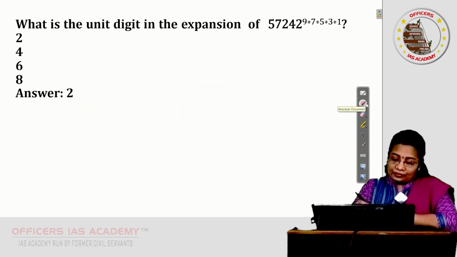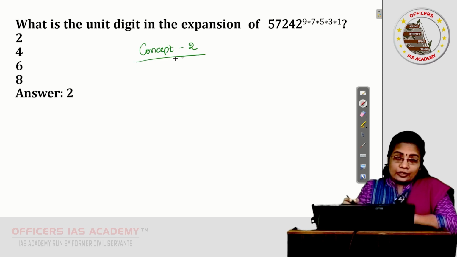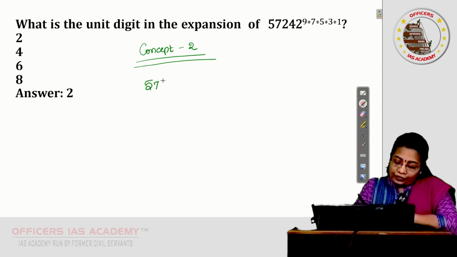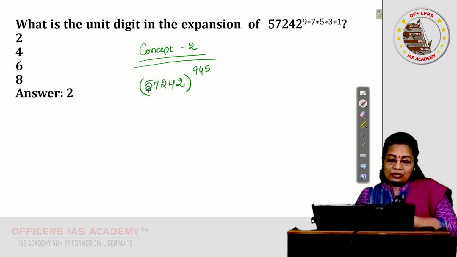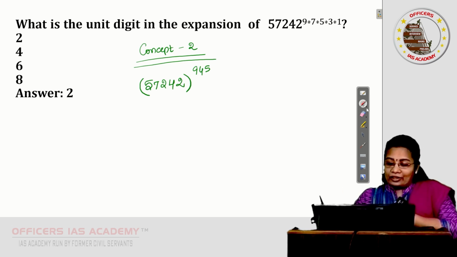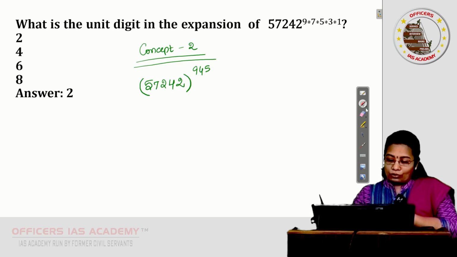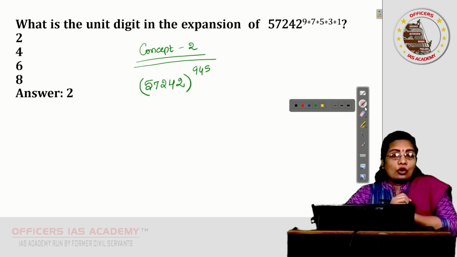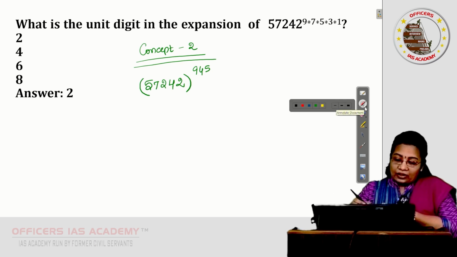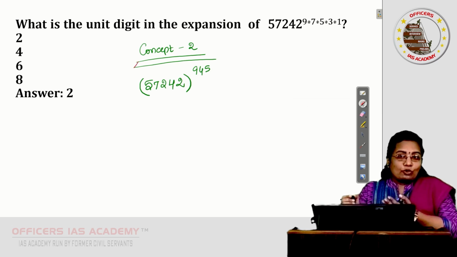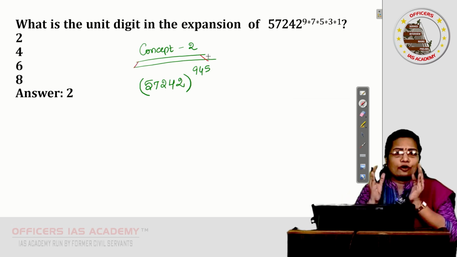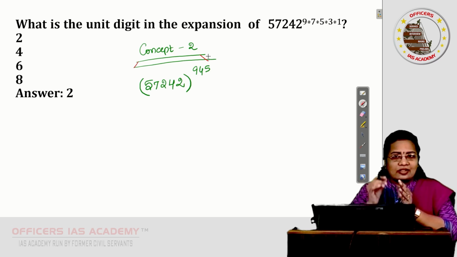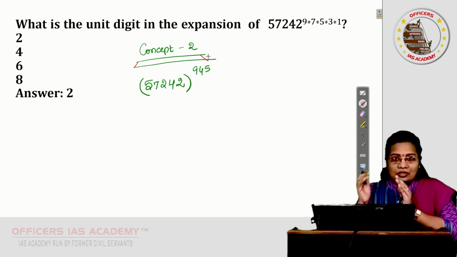The next concept, concept number 2, you can take down. In 57,242 to the power 945, if you want to find it in the exam, you all know that a calculator is not allowed in the examination. So, without a calculator, you can use concept 2, because we are not going to get the full answer, we just want the last digit of this answer.